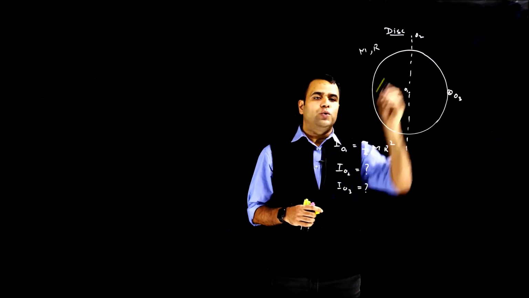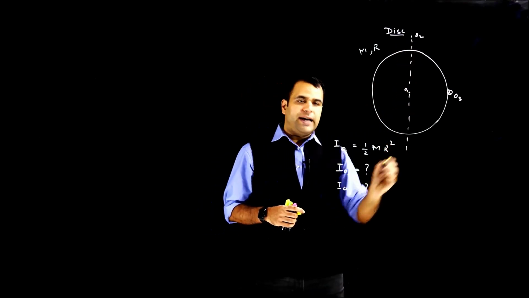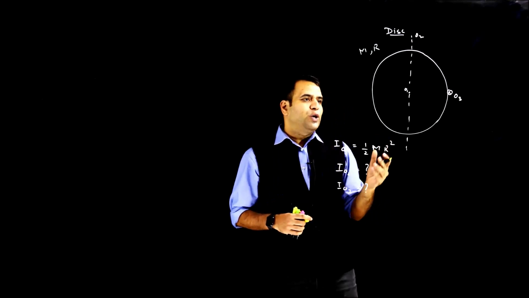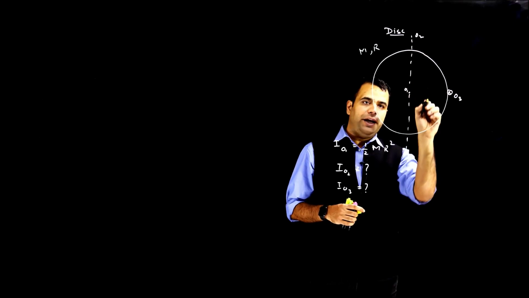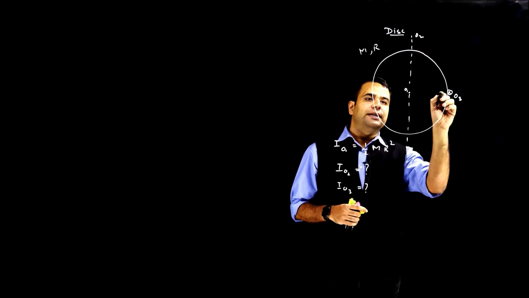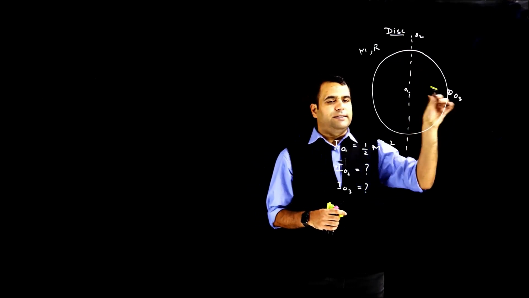I'm calling that axis O2. So I have to calculate the moment of inertia about one of the diameters. Then we have to calculate the moment of inertia about the axis which is perpendicular to the plane of the disk and passing through the periphery, which is O3. So I have to calculate about this axis and about this axis.